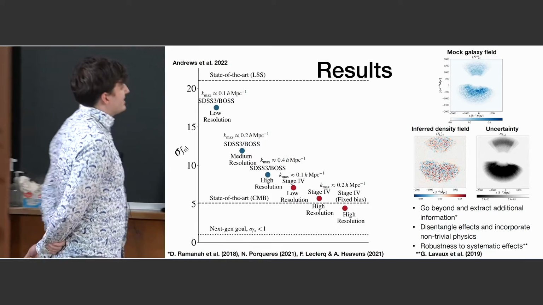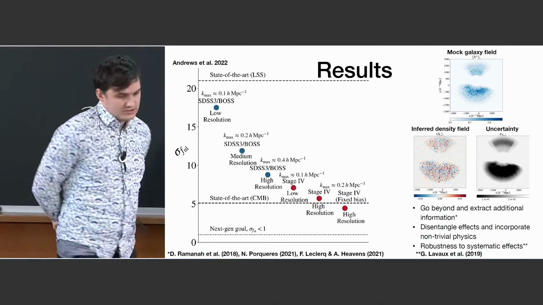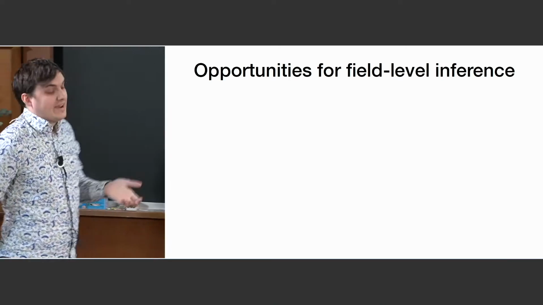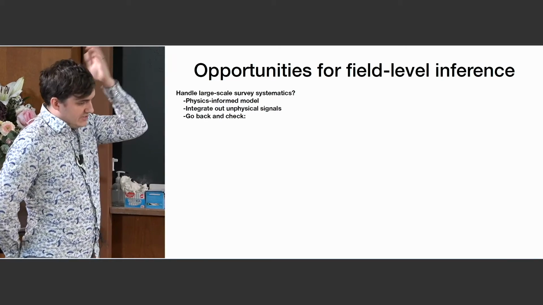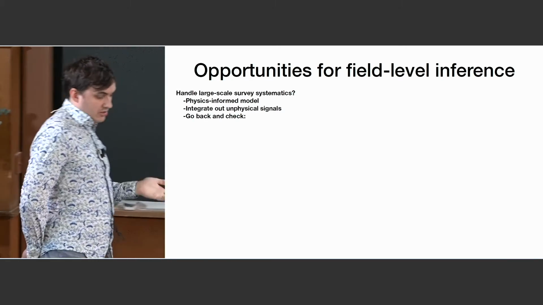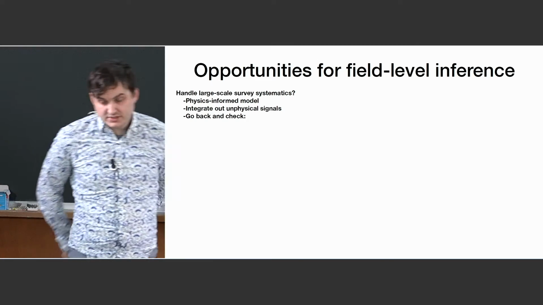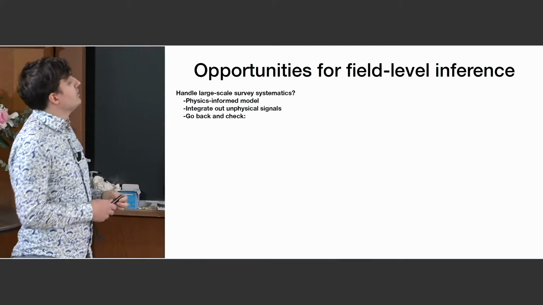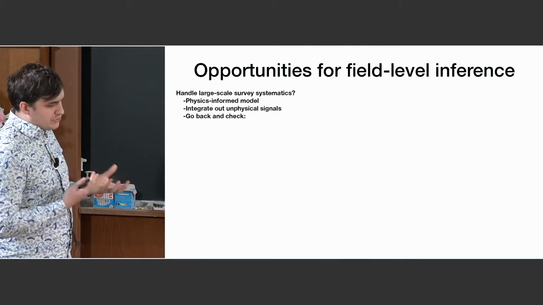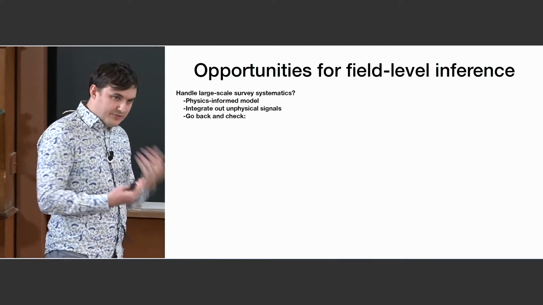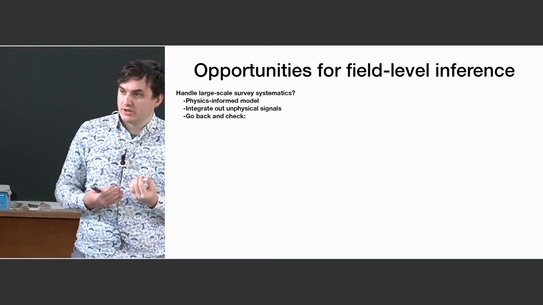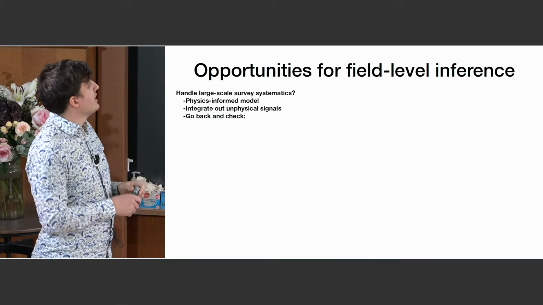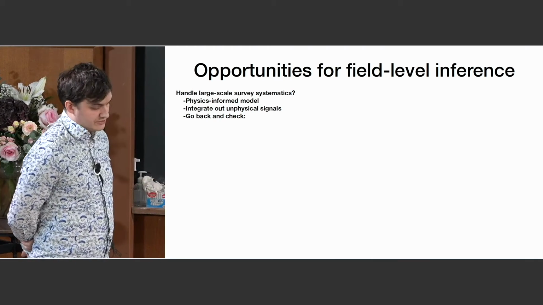And I'd like to go on to this last point that I have here, robustness to systematic effects. Now, one advantage of field-level inference is that we have a data model which is physics-informed. And what this means is that Borg, this algorithm that we place the field-level inference algorithm in, is able to distinguish between physical effects and non-physical effects. And basically what we can do is marginalize these out or integrate out these unphysical signals.